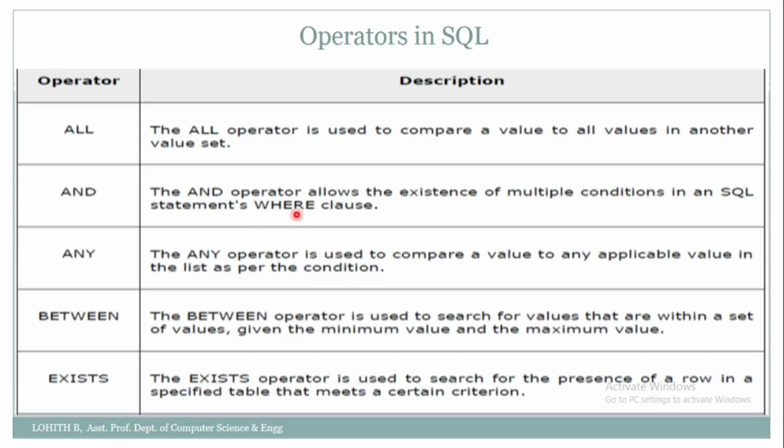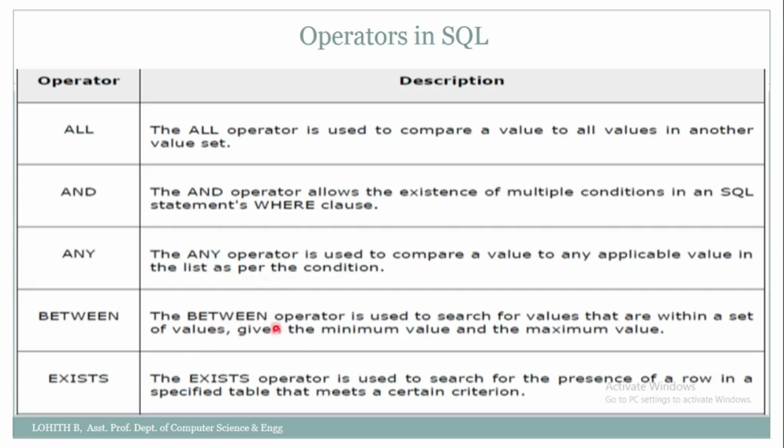Suppose I have multiple conditions, like if I want to retrieve those employees whose age is greater than 30 and salary greater than 90,000. So here we have two conditions. Whenever there are multiple conditions, we need to make use of an AND operator. ANY operator is used to compare a value to any applicable value in the list as per the condition.